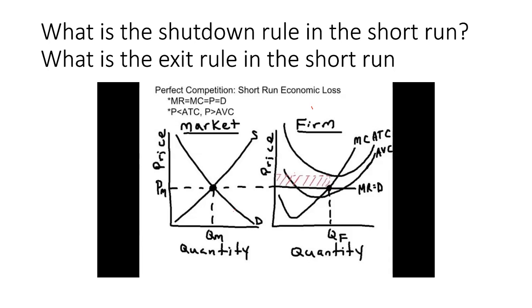Wait, average fixed cost is between ATC and MR? No, AVC and ATC. Why is this down below the average variable cost, and then this white is average fixed cost? Why is the white one below as well? No, but this is fixed.